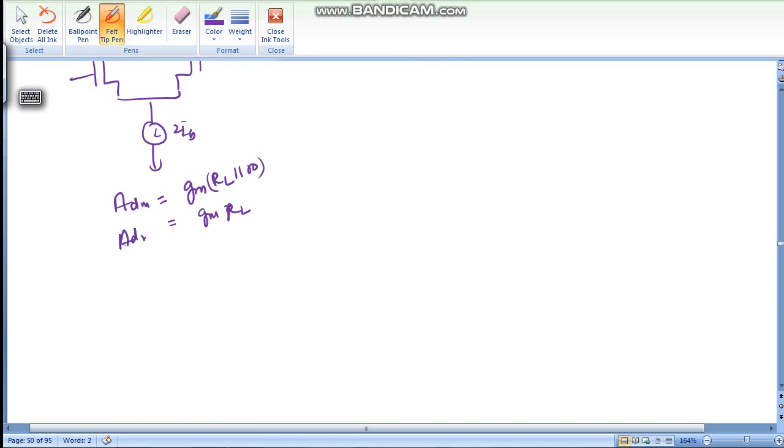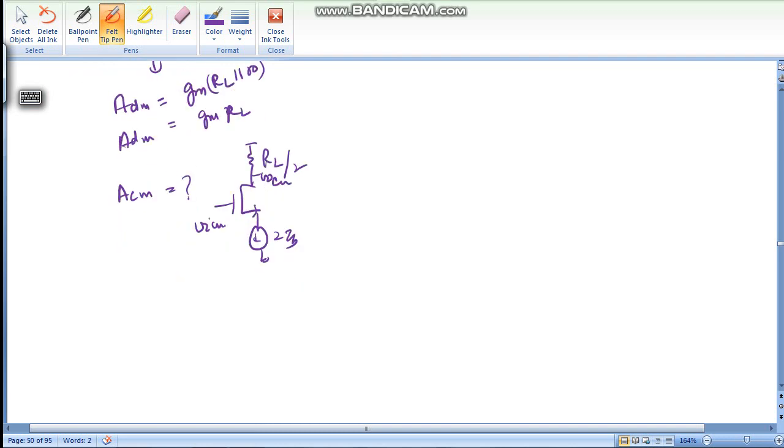So this is ADM. Now we need to find out ACM. We will draw the equivalent circuit for ACM by shorting the inputs and outputs together. Here 2IB, this is VOCM, this is VICM. Now in this case our ACM comes as 0. ACM equals 0. Why?